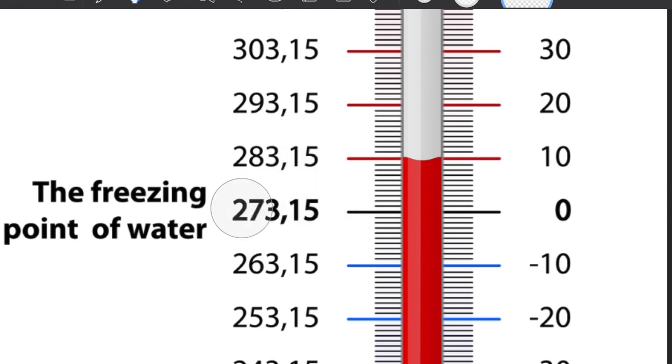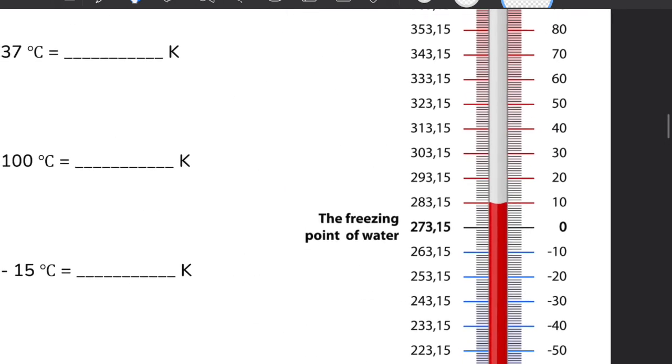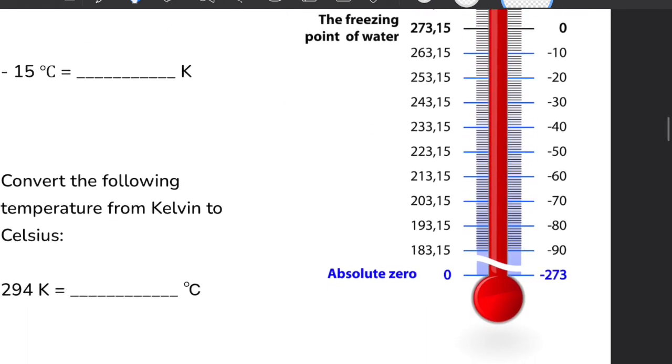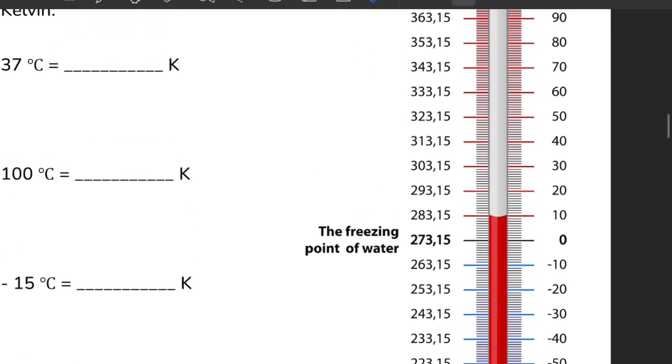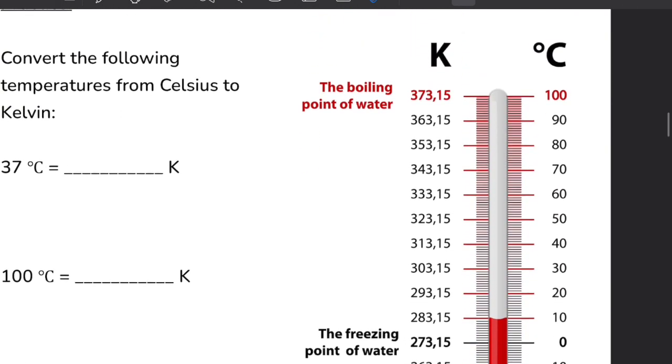And I'm just going to show you again the absolute zero. This is absolute zero right here, okay? And that's at negative 273 degrees Celsius. And here is the boiling point of water, 100 degrees, and it's 373 Kelvin. Now, you're noticing these commas. Don't worry too much about them. These are decimal points. In some languages, we use a comma as opposed to a point to show the decimal.